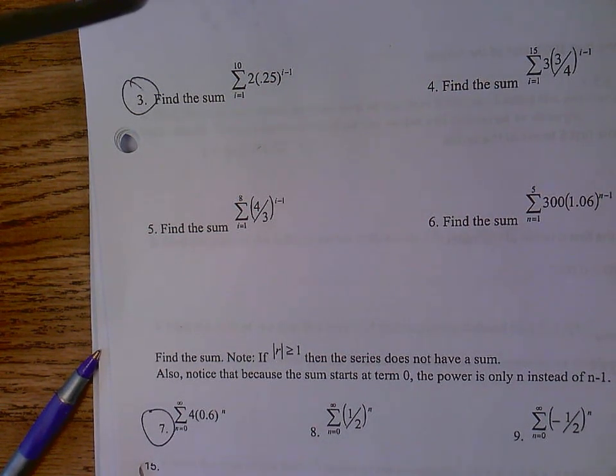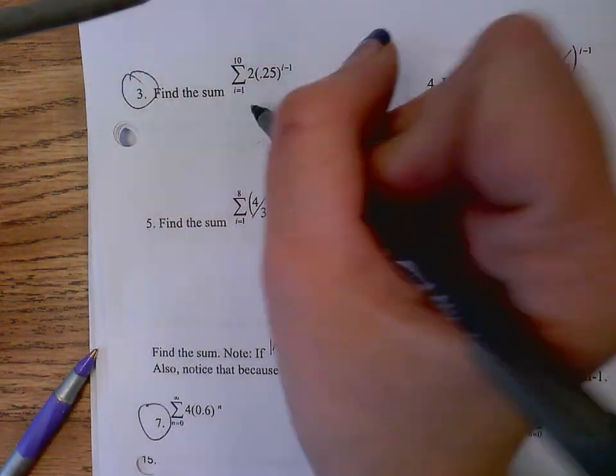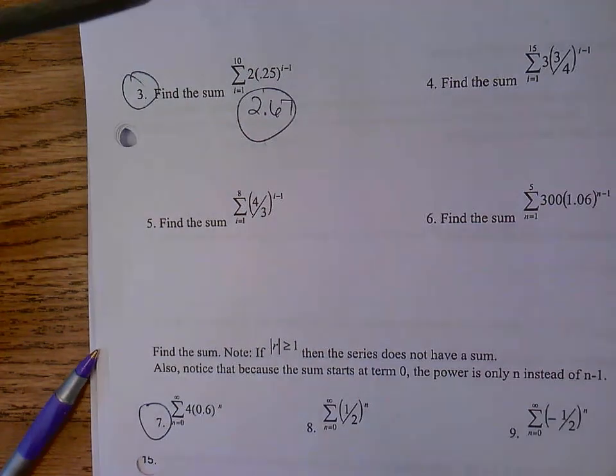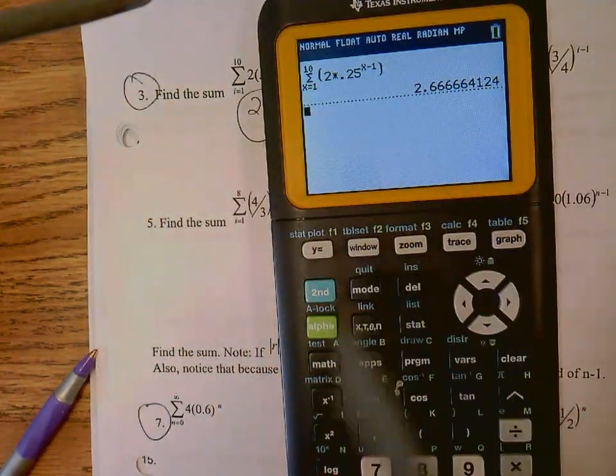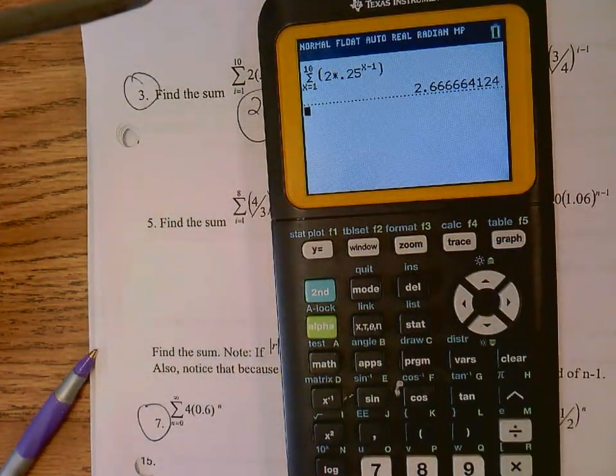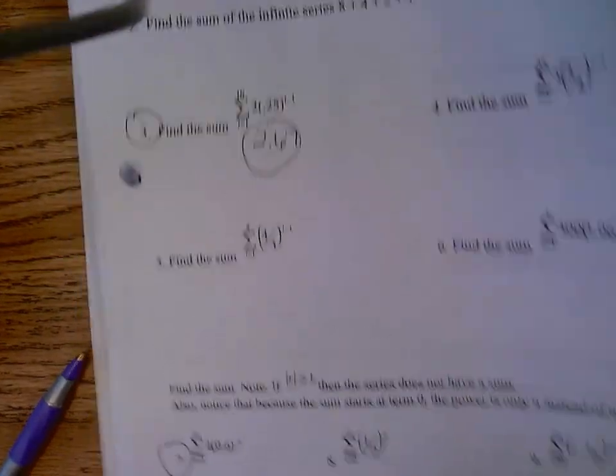So we're doing a calculator for number 3. Take the sum from 1 to 10 of 2 times 0.25 to the power. You're practicing it now so that when you use your calculator, you have it. 2.67 if we rounded. Was everyone able to type that one in, 2.67? If you didn't type it in, we need to make sure you know how. Okay, how is number 7 different on here? How is 7 written differently than number 3?